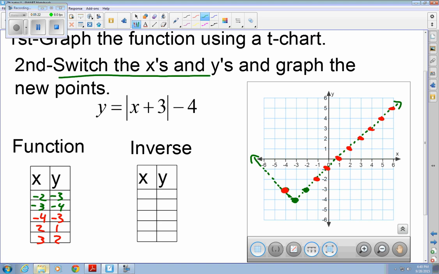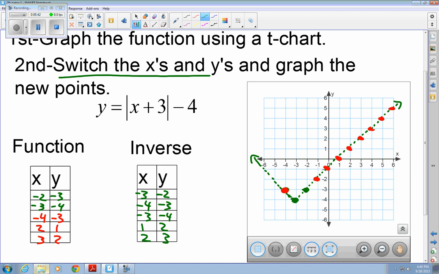So I'm going to take (-2, -3) and make it (-3, -2). So I'm just switching them. (-3, -4) becomes (-4, -3). (-4, -3) becomes (-3, -4). (2, 1) becomes (1, 2). (3, 2) becomes (2, 3). Let's plot those new points.